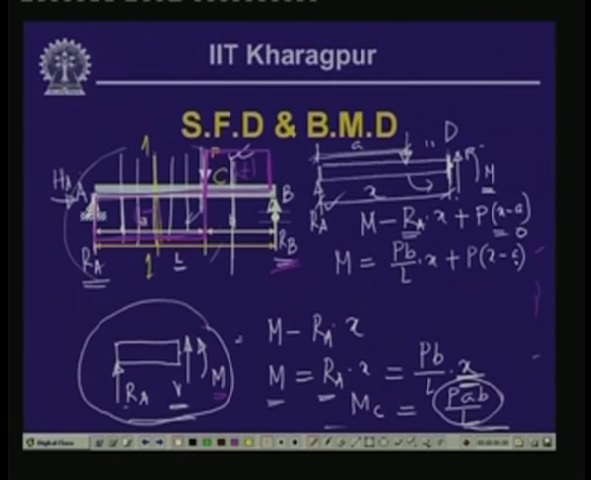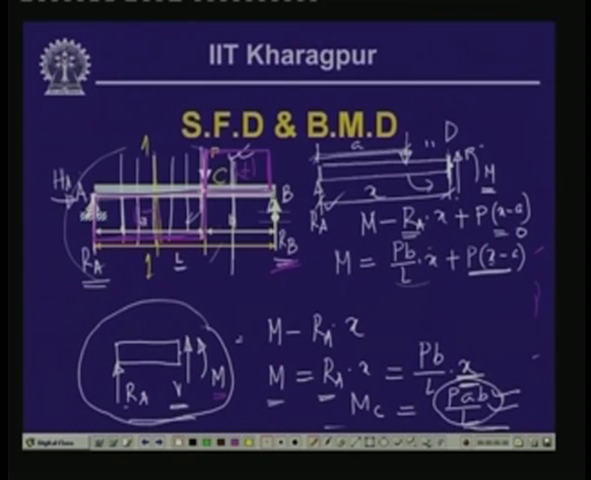Now, here if we substitute the values, this particular expression is valid for x equals a to L. When x is equal to a, this part is equal to 0. So this becomes P B a by L, or P A B by L, which matches with the value of the bending moment over here. So from this side we have computed the value of bending moment, which we have got as P A B by L.